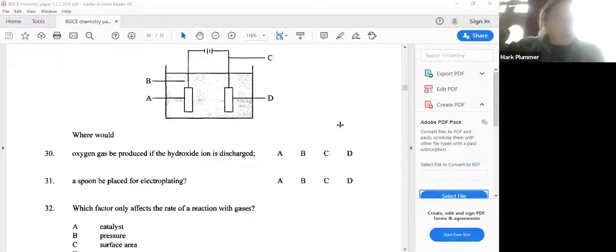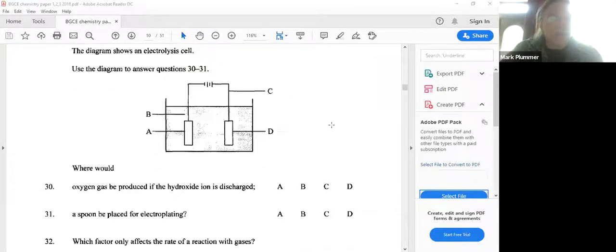Number 30, oxygen gas will be produced if the hydroxide ion is discharged. Okay, so at what electrode does that happen? Where does number 30 happen? Okay, and the answer to number 30 is A, at the anode.